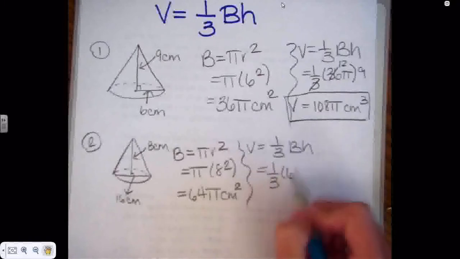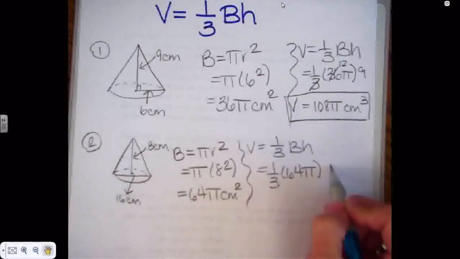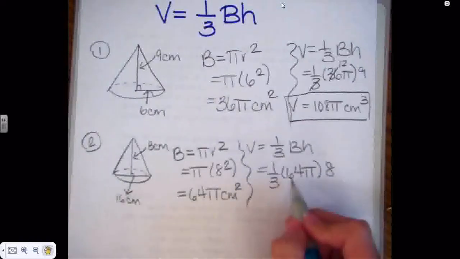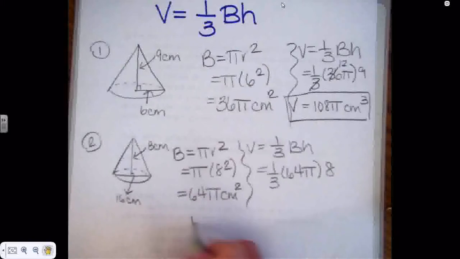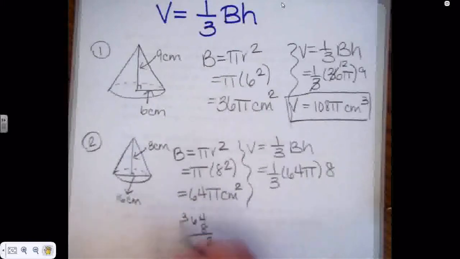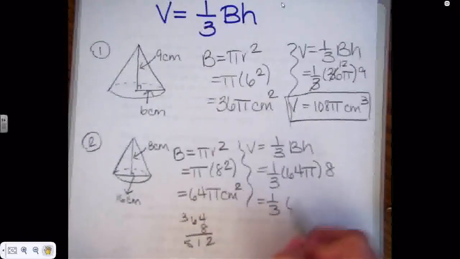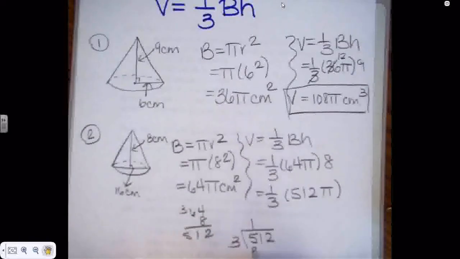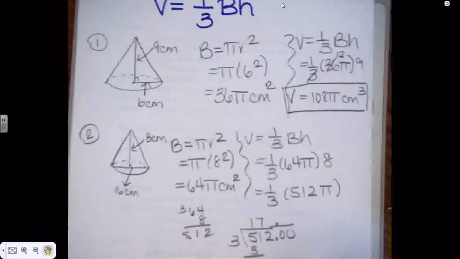Area of my base was 64 pi. The height is 8. Now here I can't simplify before I multiply, so what I'm going to do is multiply 64 times 8. That gives me 512. And now I'm going to divide 512 by 3. I'm going to add 2 decimals because I'm going to round it to the tenths place.